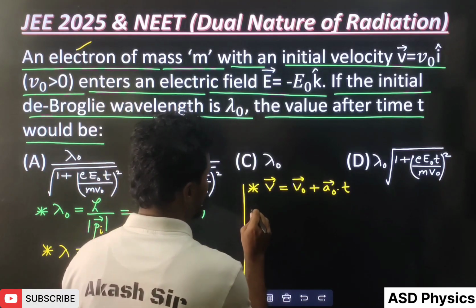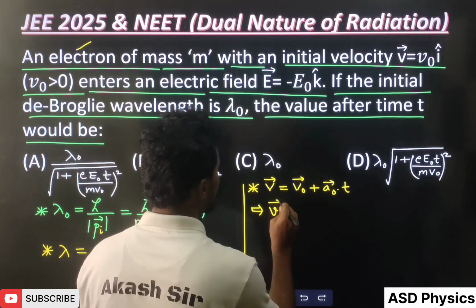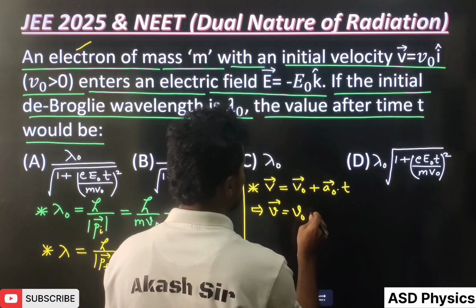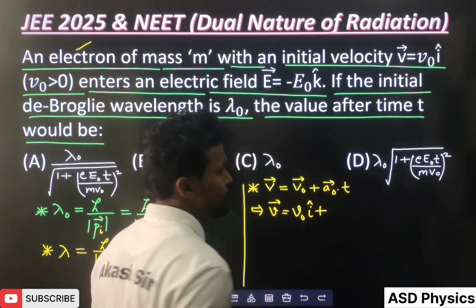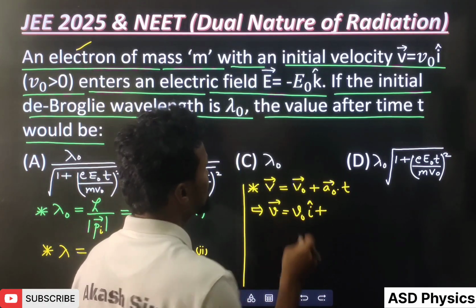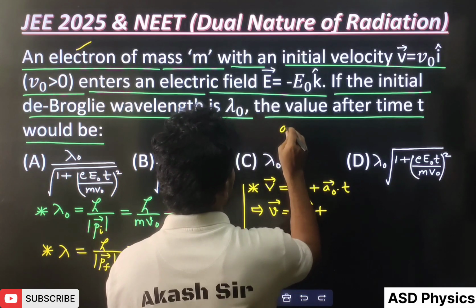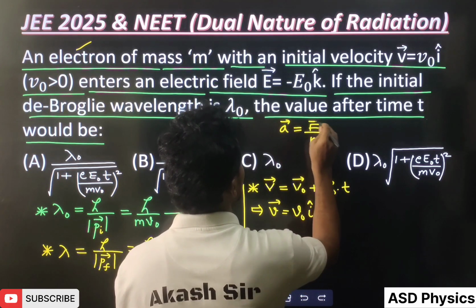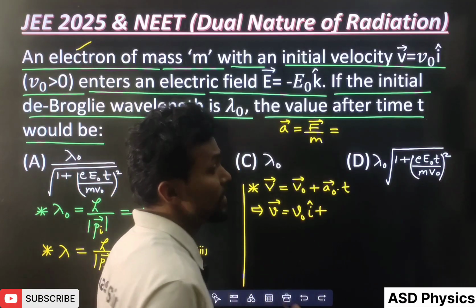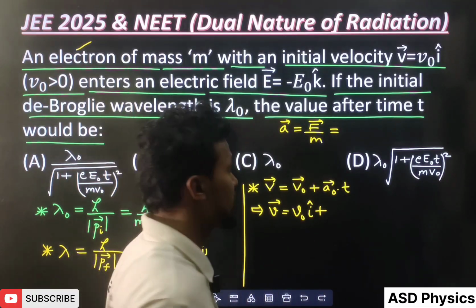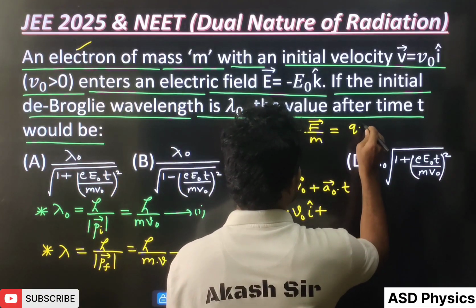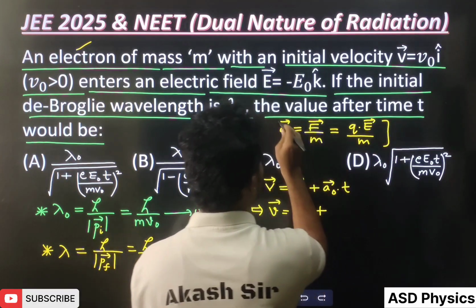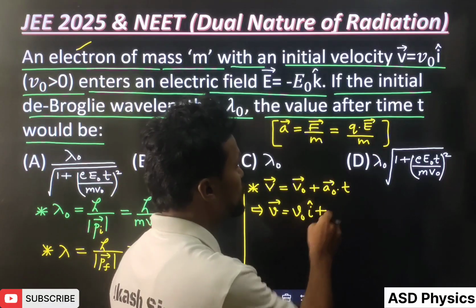a naught is the initial acceleration. Okay, so I can write v equal to the initial velocity, which they are giving here as v naught i cap. If we talk about the acceleration, remember the formula: the basic formula I am writing here is vector a equal to vector f by m. And the relation between force and electric field is charge times field, so q into vector E by m. This is the basic formula I am going to use here.